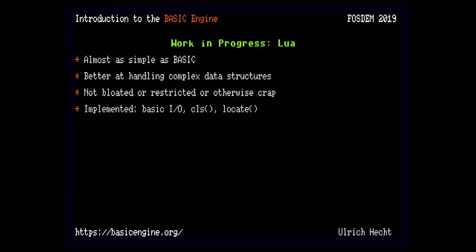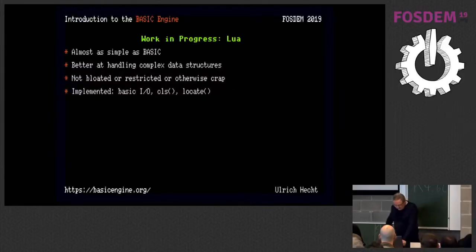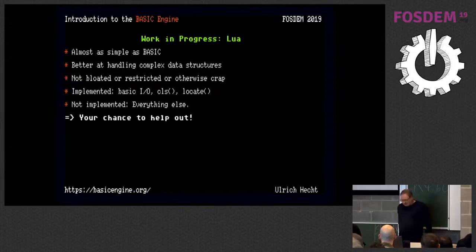What is implemented so far is the standard I/O stuff, file access and things like that, and print, and clear screen and locate, which moves the cursor. Not implemented everything else, because that's like from 2 weeks ago or something. Your chance to help out, implement bindings for all the great features of the BASIC engine for Lua.